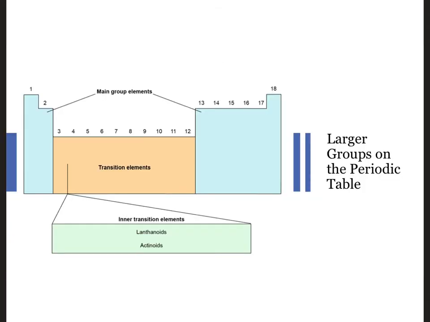There are a few more names we use often when discussing where to find elements on the periodic table. The main group elements are those found in groups 1, 2, and 13 through 18, are the more common elements, and have more predictable chemistry. The transition elements are those found in groups 3 through 12 and are metals. The inner transition elements are those typically displaced in the two rows beneath the main periodic table. Elements 58 through 71 are the lanthanoids, and elements 90 through 103 are the actinoids.